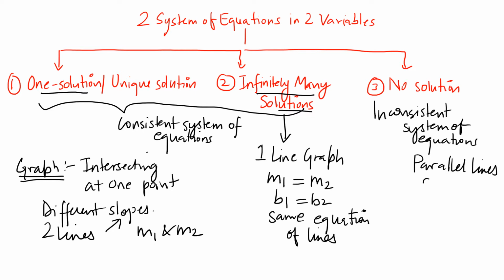So you will check for slope. If the slope is the same, m1 is equal to m2, but b1 is not equal to b2, then it will have parallel lines or an inconsistent system of equations. Once you see parallel lines, you can say it will have no solution, and that's how we summarize the concept. So let's move to some questions now.